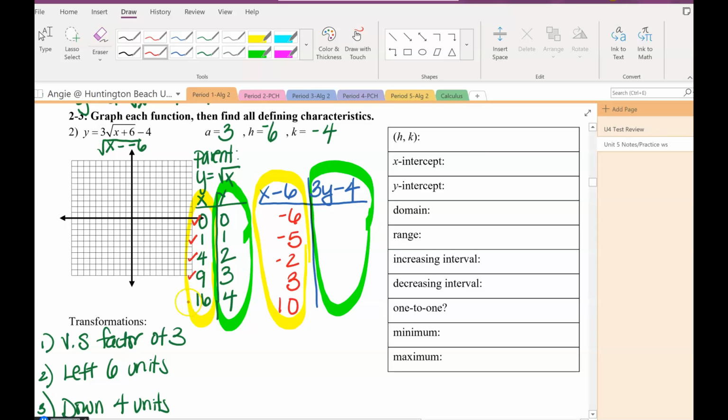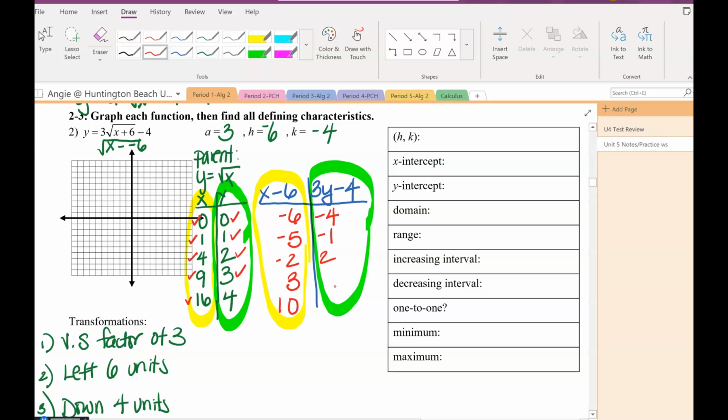Okay, let's go to the outputs. 0 times 3 is going to be 0. Then 0 minus 4 is going to be negative 4. 1 times 3 is 3. 3 minus 4 is going to be negative 1. 2 times 3 is going to be 6. 6 minus 4 is going to be 2.